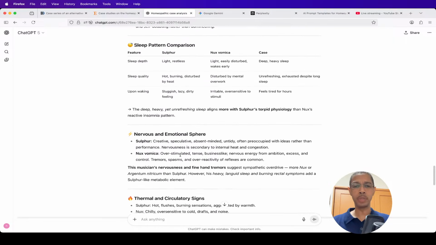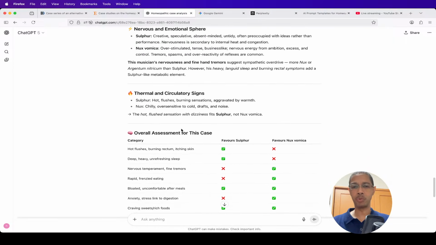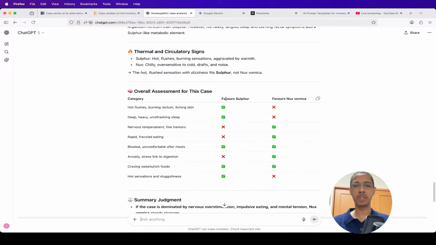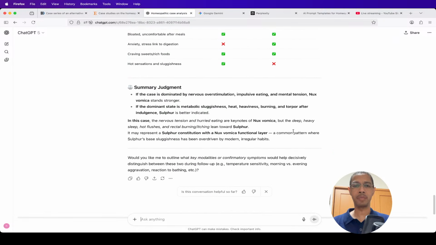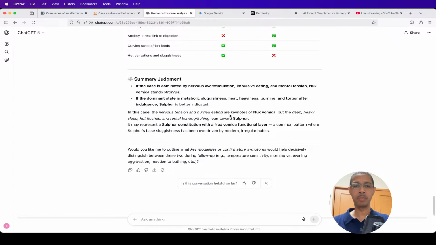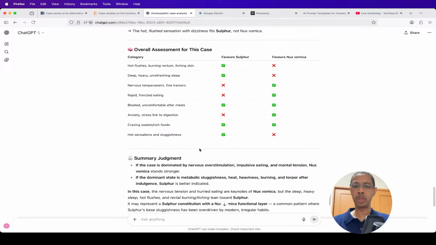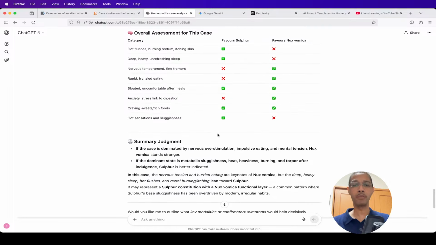So what I want to do is I'm going to take that exact same thing, and it's much more stuff. Overall case assessment, favors sulfur, favors Nux vomica, right? So it looks like about even, about 5-4 on each side. This one is saying, in this case, the nervous tension and hurried keynotes of Nux vomica, but there's also sulfur. It may represent sulfur. So it's not giving you one or the other, but it's not supposed to necessarily make the judgment. It's for you to make the judgment. It's supposed to give you some information that you're brainstorming off of.